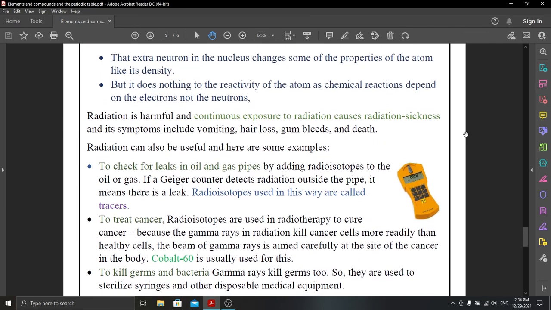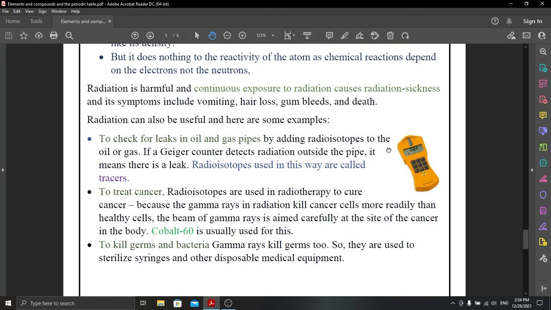Radiation is harmful, of course, and continuous exposure to radiation causes radiation sickness. Symptoms include hair loss, vomiting, gum bleeds, and death. But we can use radiation to our own good. Let's see how.